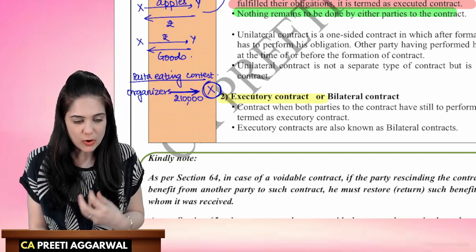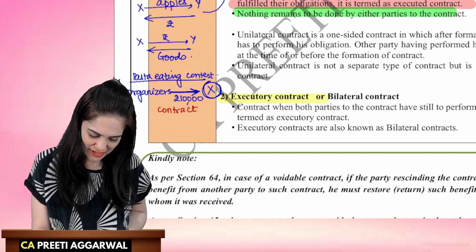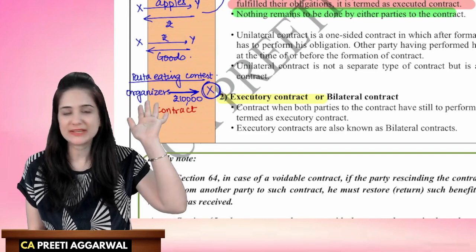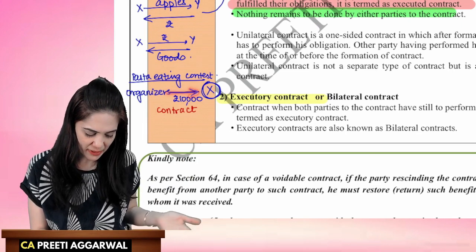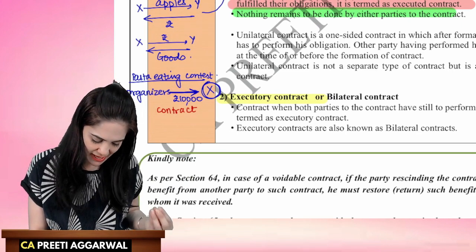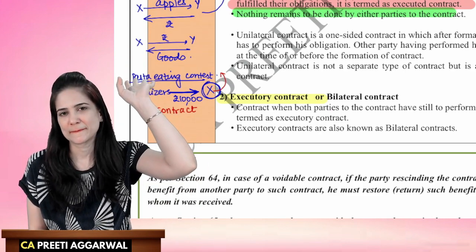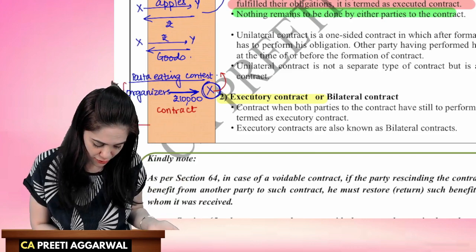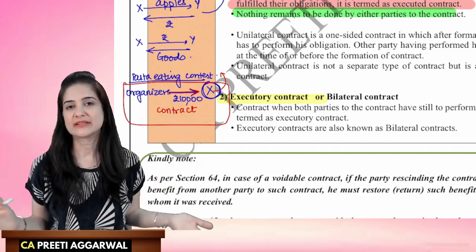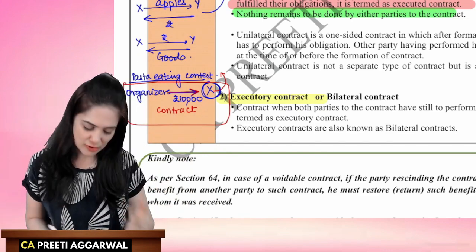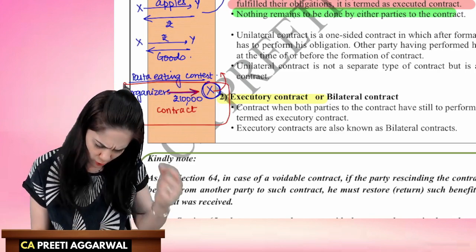Now, when the organizers promise to pay him 10,000 rupees, this is a contract. In this contract, X has already performed his duty. He has already performed his promise of eating the pasta. Only the organizers have to pay 10,000 rupees. Since X has already performed his obligation before the formation of the contract, this is a unilateral contract, because in this contract only the organizers have to fulfill their obligation. X has already done his thing in the past. This is a unilateral contract because it has to be performed only by one party. It's a one-sided contract. One more example to understand this.